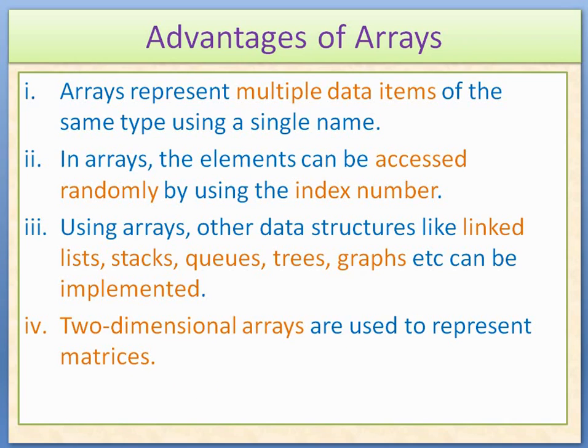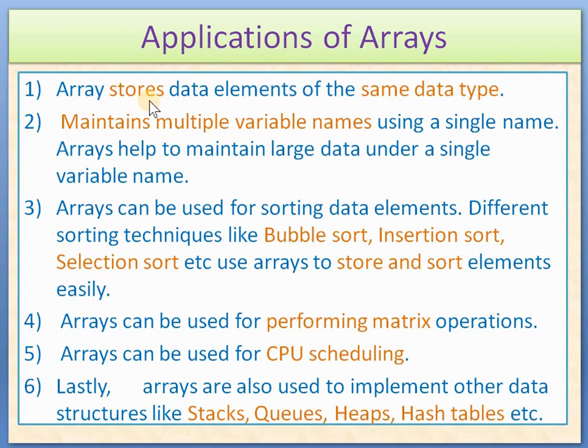See the applications of arrays. Look at point 1: an array stores data elements of the same data type and maintains multiple variables under a single name. It is also used to implement sorting techniques like bubble sort, insertion sort, selection sort, etc. Use an array to store and sort elements easily. An array can be used for performing matrix operations. An array can be used for CPU scheduling.